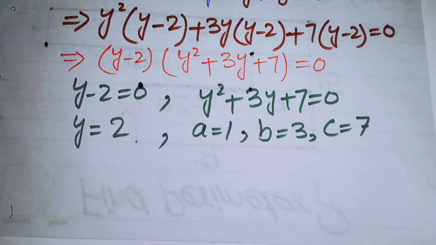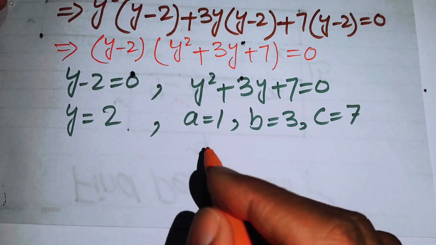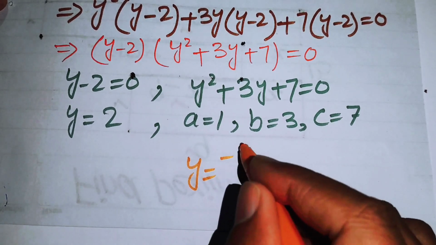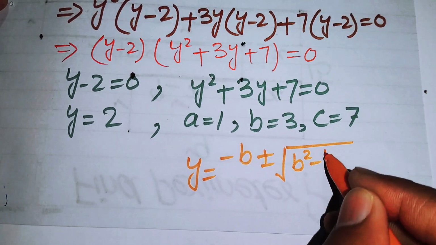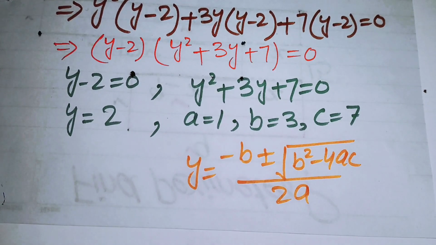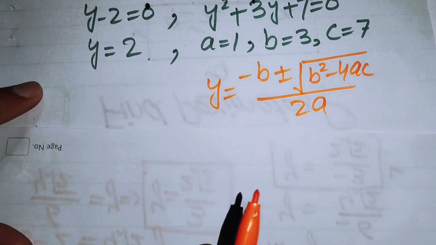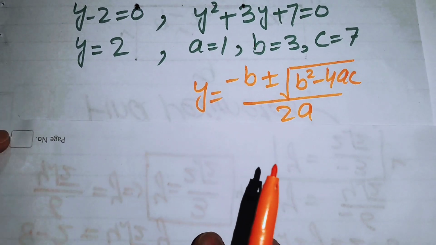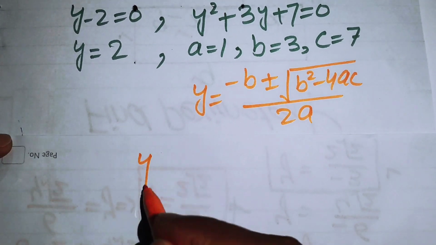And our quadratic formula will be written in the form y equals minus b plus minus the square root of b squared minus 4ac, divided by 2a. Now we substitute all the values of a, b and c in this quadratic formula, and we will get its output in this form.